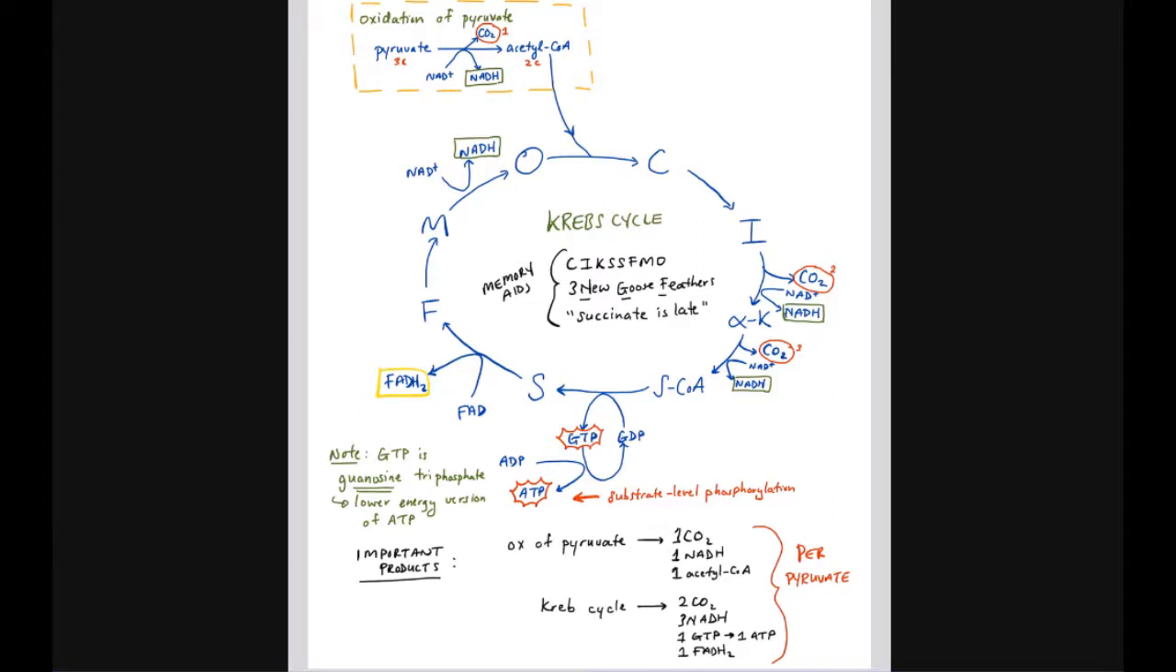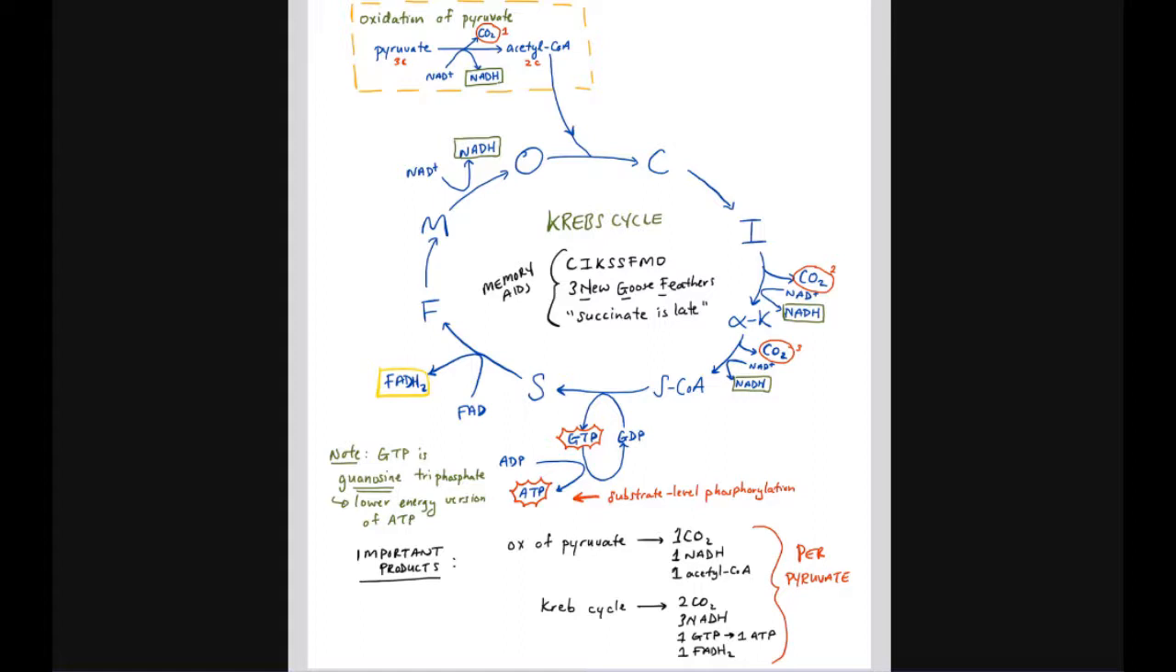Other people have come up with things to say, well, it's 3N, a G, and an F, right? 3NGF. So 3 new goose feathers. That helps me to remember the products. And if you want to remember which one comes first, succinyl-CoA or succinate, succinate is late. It's the second one. So there are these little memory devices that you can use. Can I keep Sally Snake for my own? 3 new goose feathers tells me what comes out of this. That's important. And then succinate is late, which tells me the order of those 2 S's. And then I've got my whole cycle.